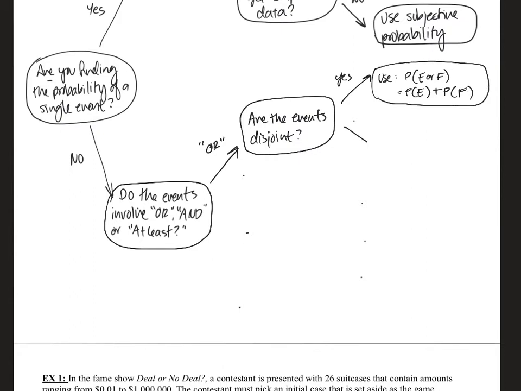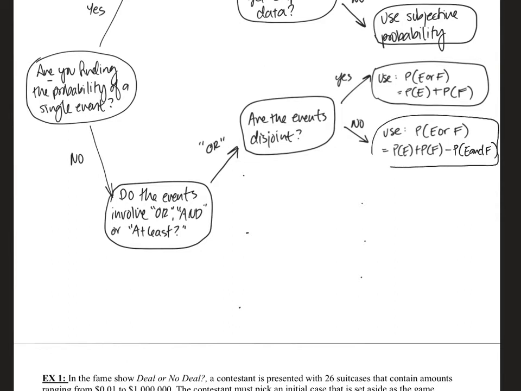But if our answer is no, they are not disjoint, we're going to use the following. The probability of E or F is equal to the probability of E plus the probability of F. And remember, we're going to subtract where they are, you could say, overlapping, where they intersect. So that would be the and. So probability of E and F. Alright, so that was what we were doing for the OR statement. Let's take a look at the AND statement.